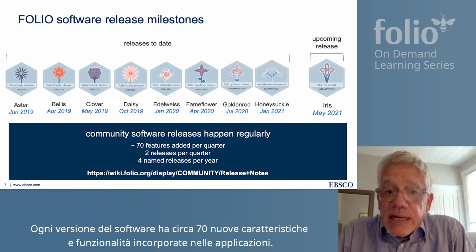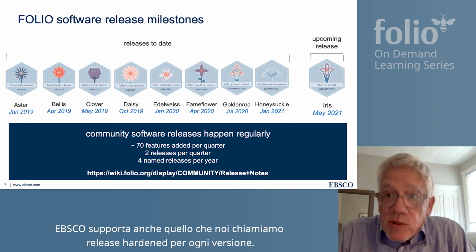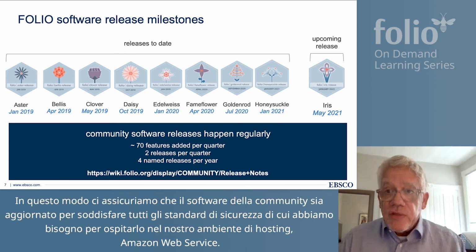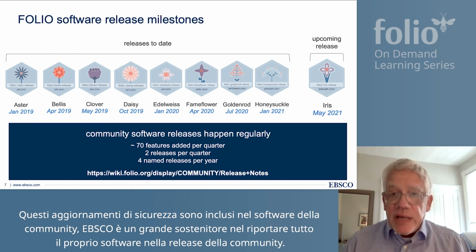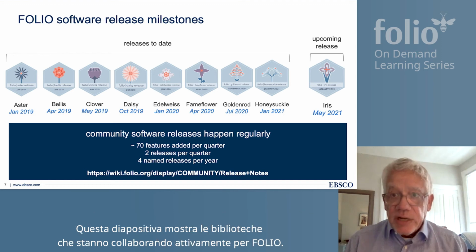Each software release has about 70 new features and functionality built into the applications. EBSCO also supports what we call a hardened release of each version. So we make sure that the community software is upgraded to meet all of the security standards we need to host in our Amazon Web Service hosting environment. Those security updates are folded back into the community software. So EBSCO is a big supporter of bringing all of our software back into the community release.